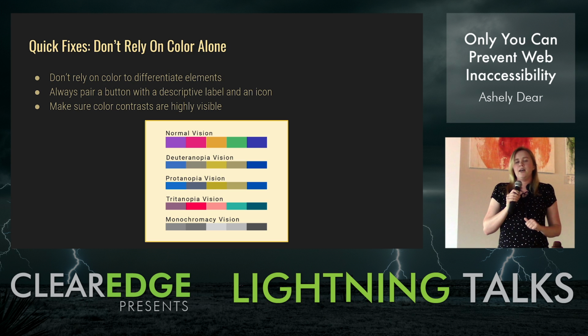So, not relying on color by itself. If you have two different buttons or icons, and you're like, oh, red and green, that means good and bad, someone with red-green color blindness can't tell the difference at all. So you always want to make sure you have a label and an icon, so even if someone doesn't speak the language, they can tell what the button's for.